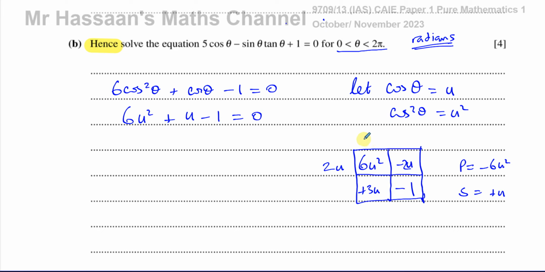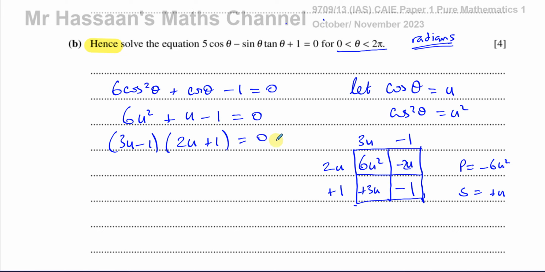2u times 3u gives me 6u squared. And this square here is the result of this number times that number, so 2u times minus 1. And this number here is the result of 3u times the number over here, 3u times 1 gives you 3u. So now we have our factors, which are 3u minus 1 times 2u plus 1. Okay, that's a plus 1 there.